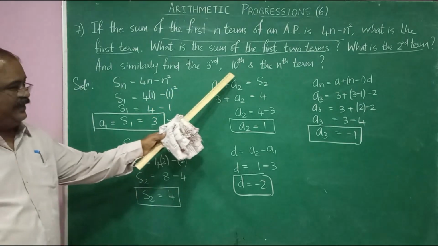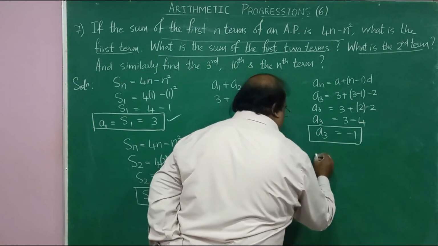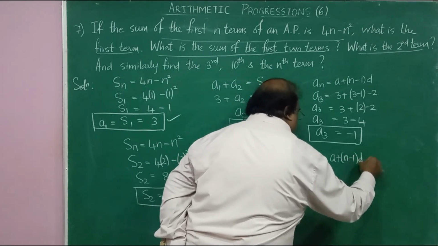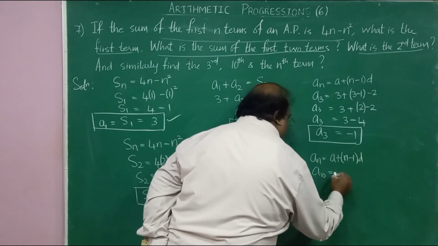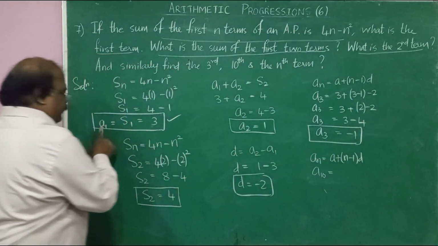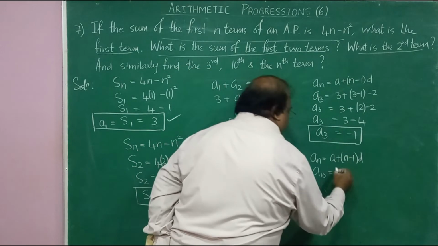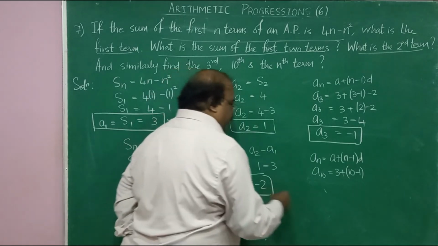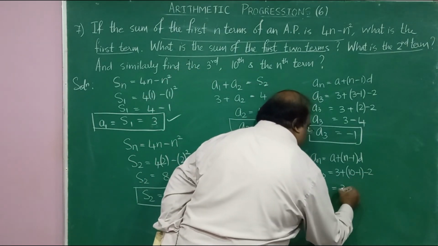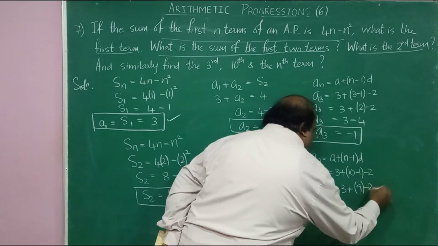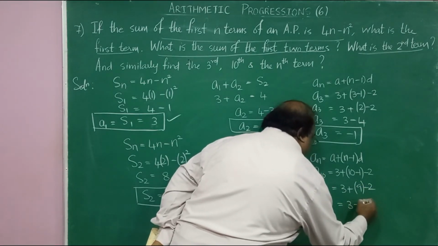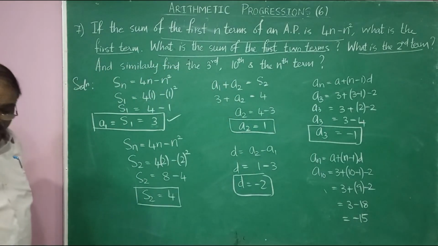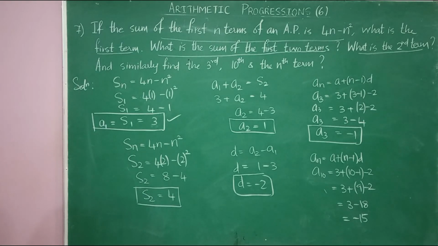I also asked you for the 10th term. Use that same formula. An is equal to A plus of n minus 1 into D. What is A10? A, first term, 3 plus of 10 minus 1 into D. What is D? Minus 2. So you get 3 plus 9 into minus 2. Plus into minus, minus 9 twos are 18. So your 10th term is minus 15.